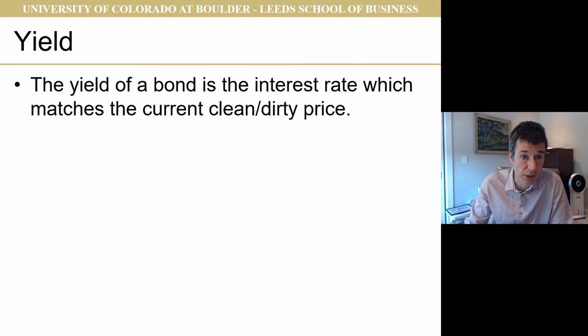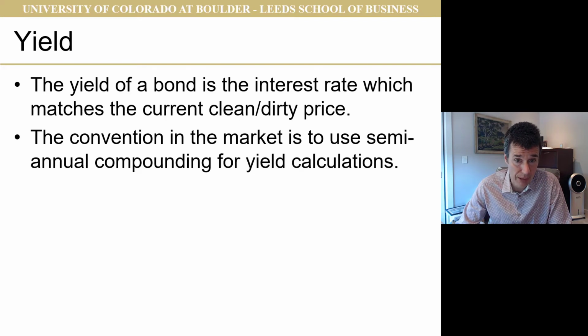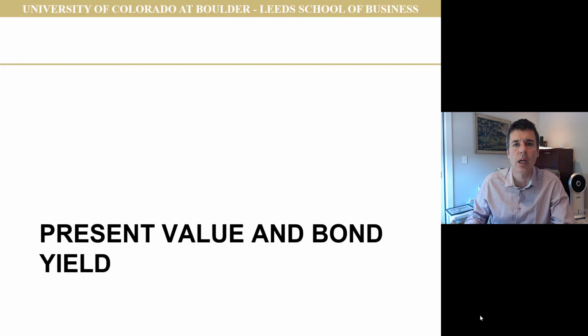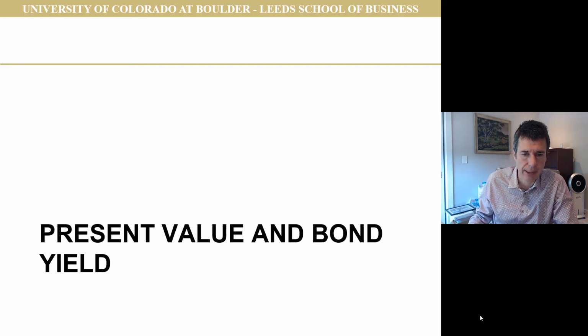Finally, we mentioned the yield. The yield of a bond is the interest rate which matches the current clean or dirty price of the bond. The convention in the market, because the bonds have semi-annual coupons twice a year, is to use semi-annual compounding for yield calculations. We are going to start by doing some calculations for the present value, or the price, and yield for bonds.